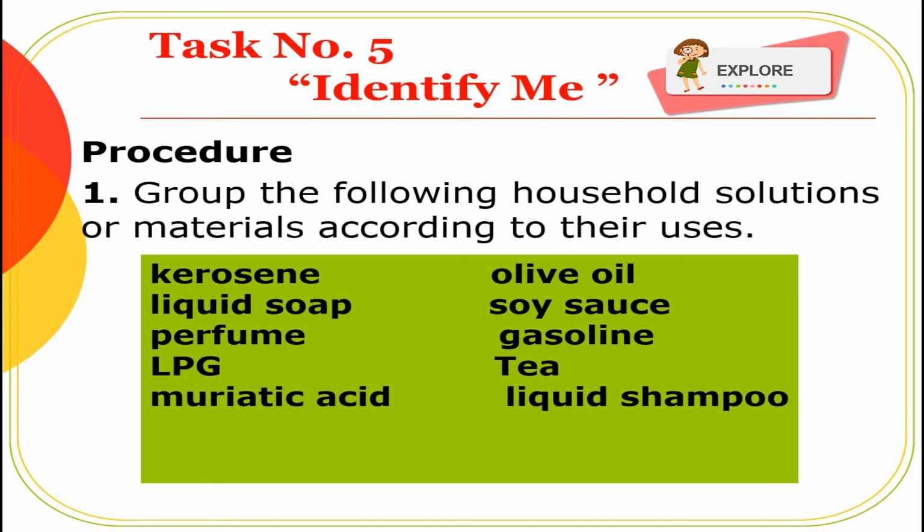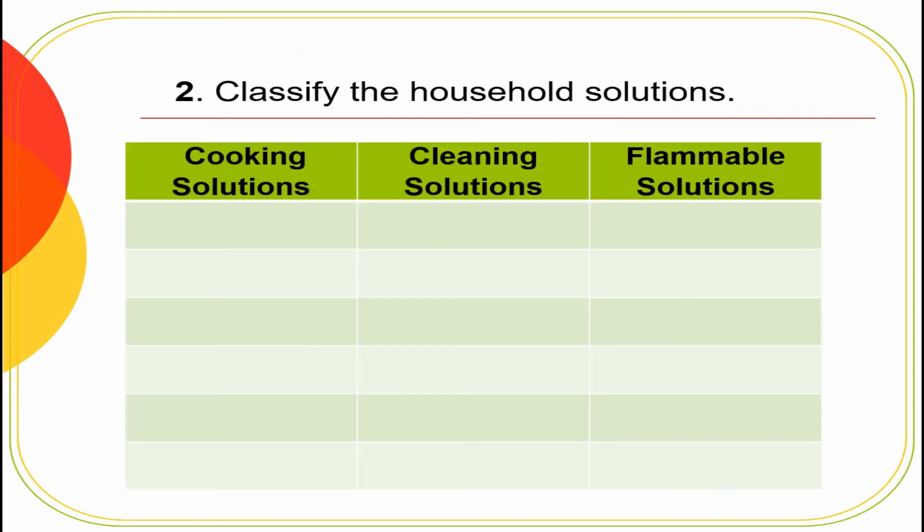Let's move on to Task number 5, entitled Identify Me. Procedure number 1. Group the following household solutions or materials according to their uses: kerosene, liquid soap, perfume, LPG, muriatic acid, olive oil, soy sauce, gasoline, tea, and liquid shampoo. Number 2. Classify the household solutions as cooking solutions, cleaning solutions, or flammable solutions. Write your answer in your notebook. Your answer will be collected by your science teacher.